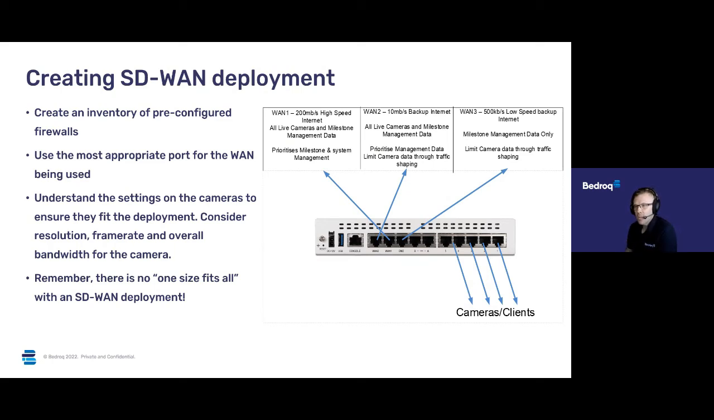Understand the settings on your camera to ensure they're fit for the deployment. As we said, we can do things like traffic shaping, we can do things like prioritization, but making sure your cameras fit the deployment. Consider that resolution, frame rate, and that bandwidth, just to make sure they're fit for what you're doing. You may start off reserved, do some checks. Some people may actually do some speed tests as well to get an idea of what that bandwidth feels like. And then you can always bring that up as you do checks and you find out how good your internet or your 5G is.